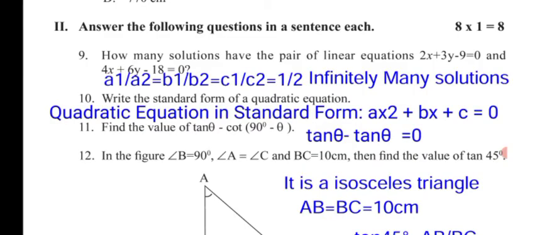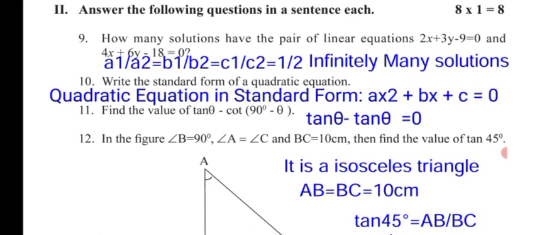Second main, we have to answer the following questions in a sentence each. So first, 9th question is, how many solutions have the pair of linear equations 2x plus 3y minus 9 is equal to 0 and 4x plus 6y minus 18 is equal to 0. So we have to find how many solutions these pair of equations have.